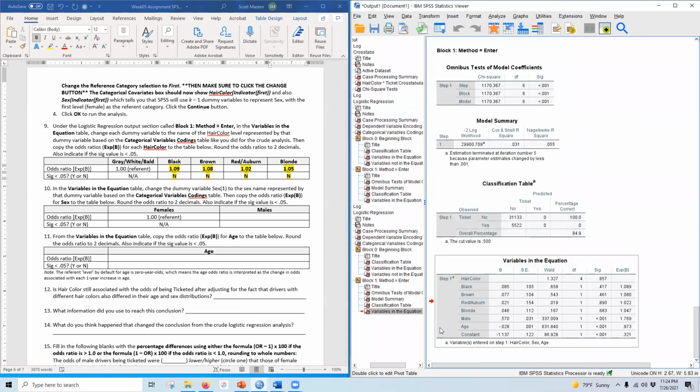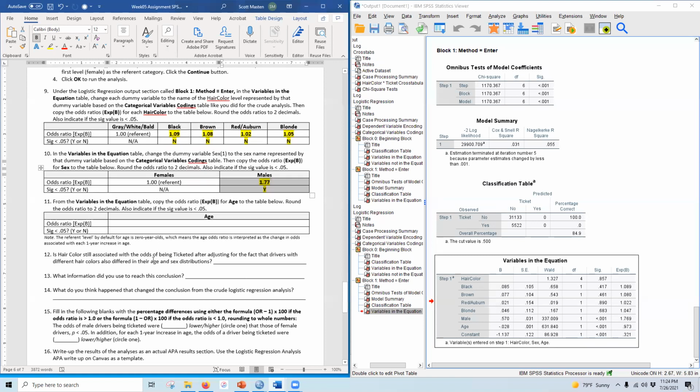So males compared to females had an odds ratio of 1.77. And was that significant? Yep, sure was, less than 0.05. So that one was statistically significant. So males were more likely to get a ticket than females. How do I know that? The odds ratio is greater than 1. If you do that little formula, 1.77, actually, we're going to do that later, so I won't do that yet.